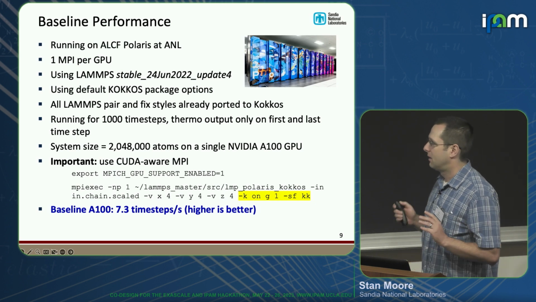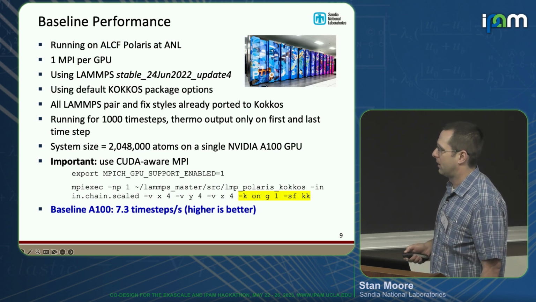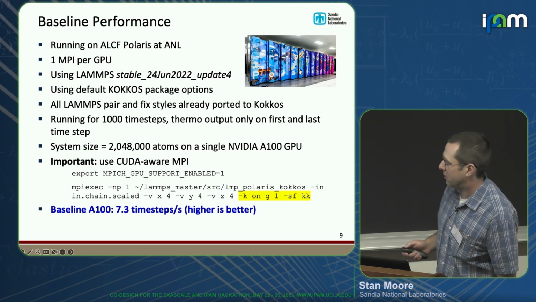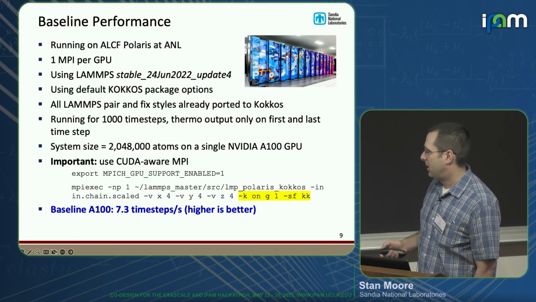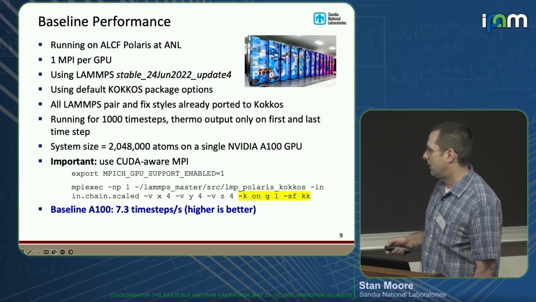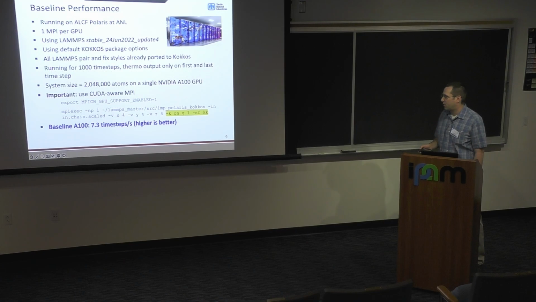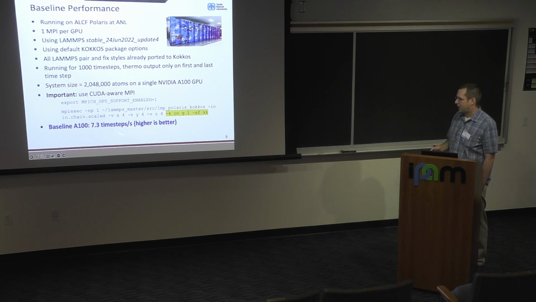The first thing I'll say is step 0 is to use CUDA-aware MPI on Polaris. And you just simply have to export an environment variable. If you don't do this, you will get very slow performance. And then this is my MPI run command. I'm just running the benchmark. This sets the size of the problem to be 2 million atoms. And then these commands turn on Kokkos. So I'm saying Kokkos on with 1 GPU, and then this is the suffix command. So my baseline performance is 7.3 time steps per second.